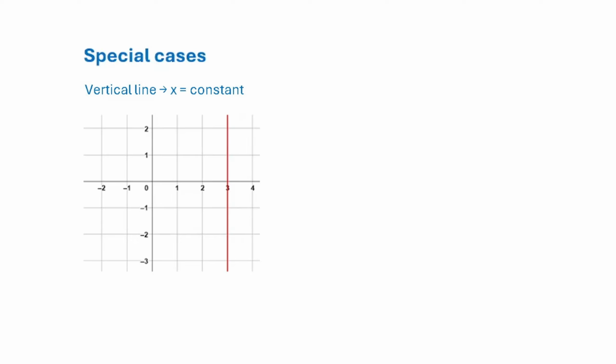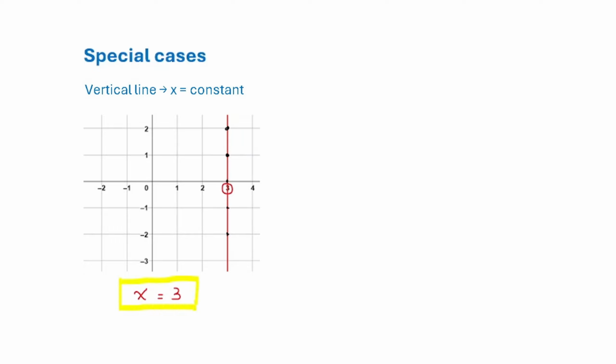There are also 2 special cases. These are the cases where the line is parallel to one of the axes. The first case is a vertical line. For a vertical line, we do not use the usual form y = mx + c. Instead, the equation is x = a constant. Let's look at an example. This line has equation x = 3. Why? Because every point on the line has x equal to 3. That is the part that does not change.